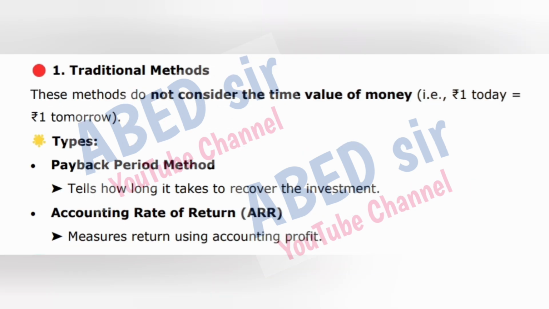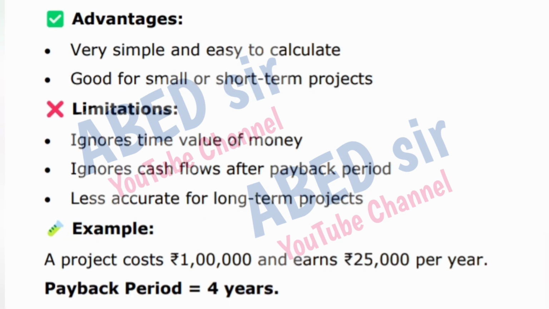1. Traditional methods. These methods do not consider the time value of money, i.e., 1 rupee today is equal to 1 rupee tomorrow. Types. Payback period method: tells how long it takes to recover the investment. Accounting rate of return, ARR: measures return using accounting profit. Advantages. Very simple and easy to calculate. Good for small or short-term projects.